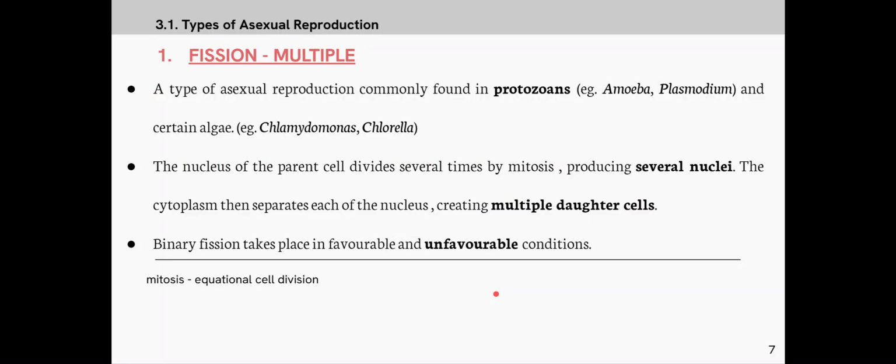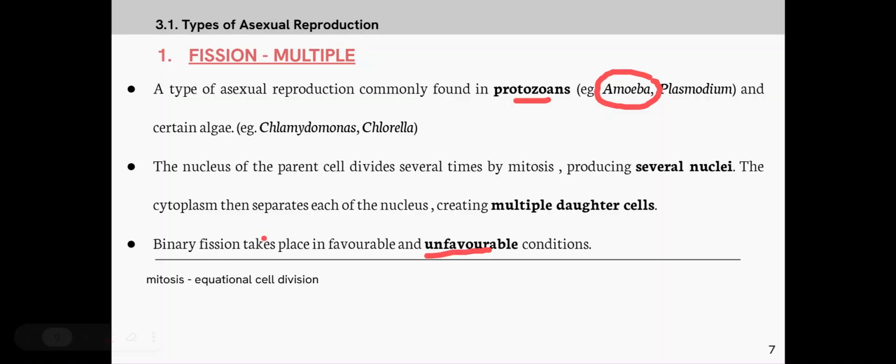The next form of fission we shall study is multiple fission, commonly found in protozoans like amoeba and plasmodium. Now you might be thinking, why am I saying amoeba? We have studied binary fission in amoeba. See, when the organism is found to be in harsh climatic conditions, unfavorable for its growth, maybe due to a lack of nutrient availability, at that time these organisms undergo multiple fission.